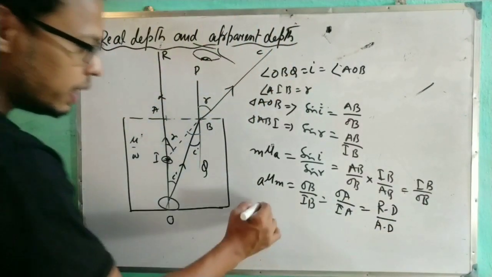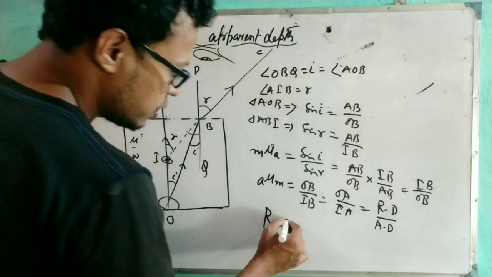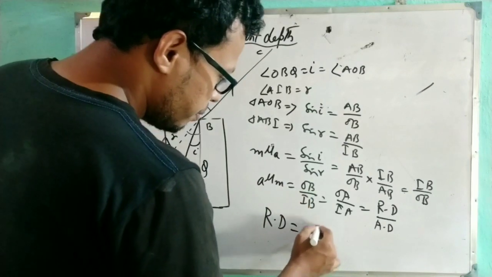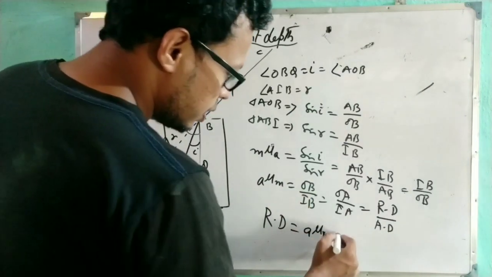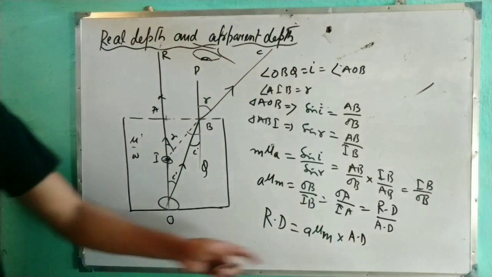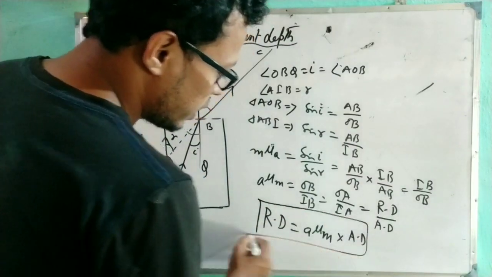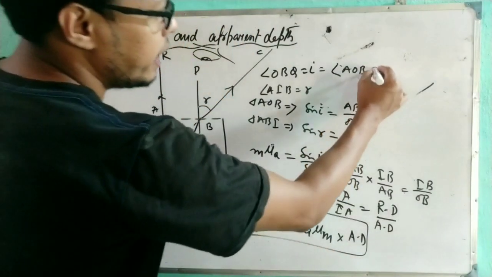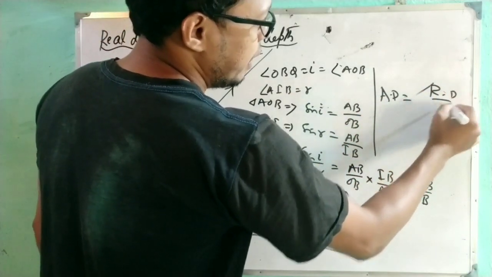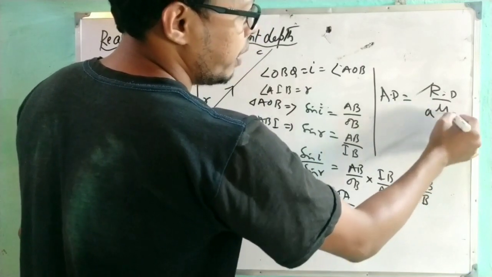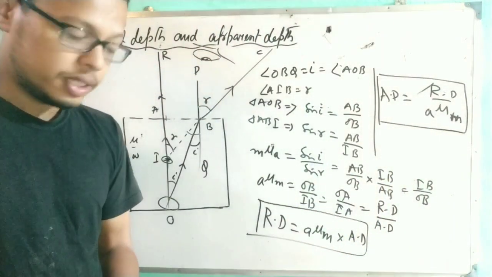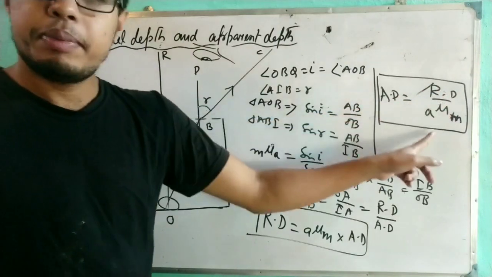Okay. So the relation between real depth and apparent depth is real depth equals A mu M into apparent depth. Or apparent depth equals real depth by mu, obviously A mu M, because refractive index of medium with respect to air. This is the relation between apparent depth, real depth and the mu.